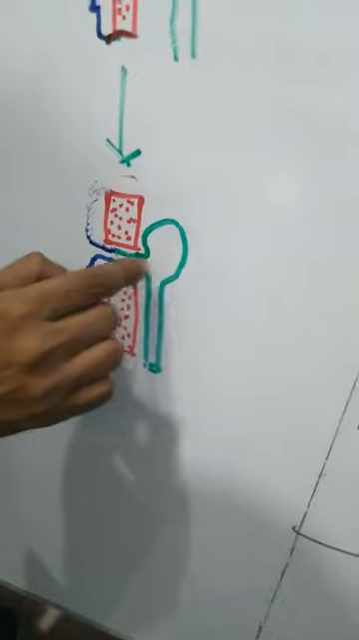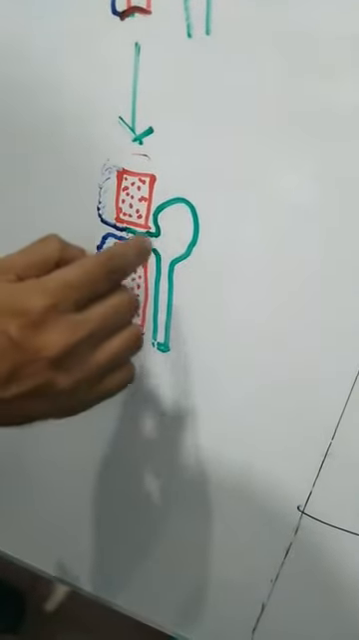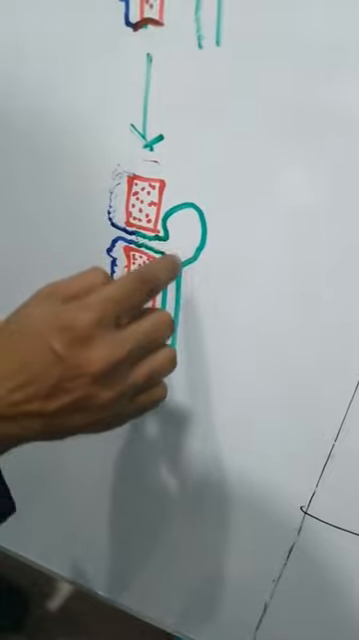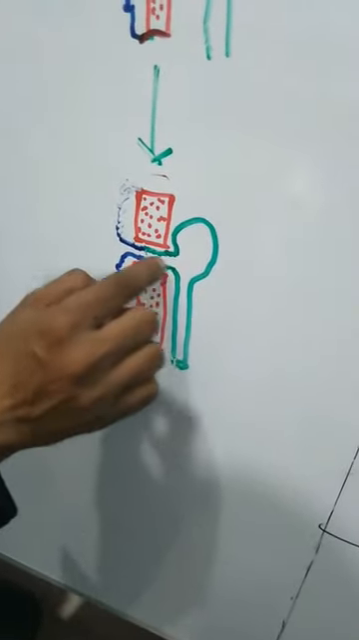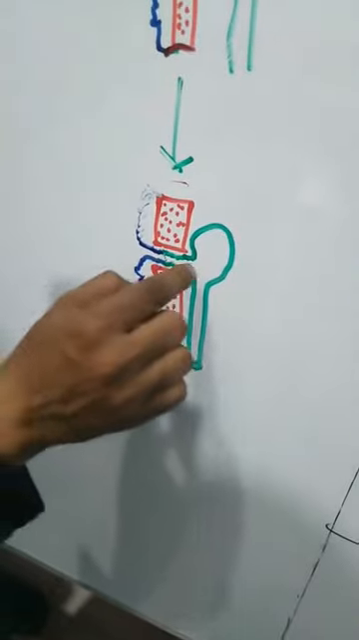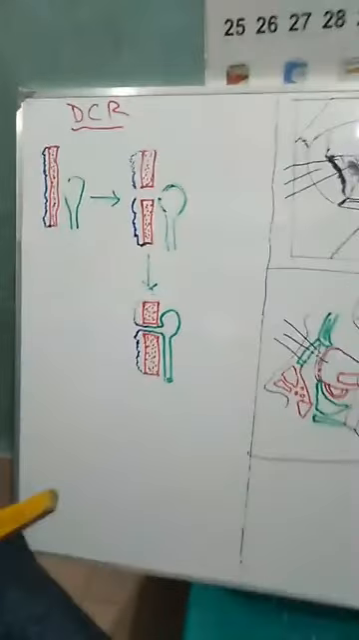So when we form the bypass route, the lacrimal fluid, that means tears, does not go to the nasolacrimal duct. It goes directly at the level of the middle meatus from the lacrimal sac to the nose. That is the interesting part of DCR surgery.